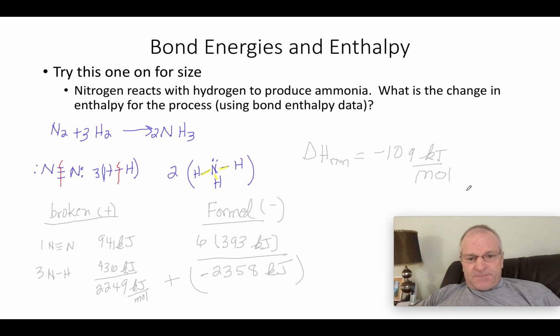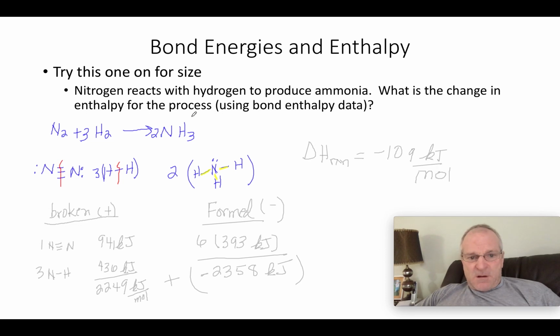And that's it. So again, in summary, what one does is determine the number of bonds broken, the total number of bonds formed, attach the appropriate algebraic sign to the formation and the breaking of the bonds, and add the quantities, and voila, delta H of reaction in kilojoules per mole.